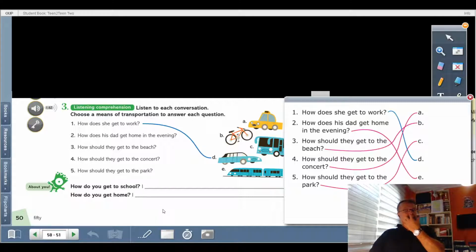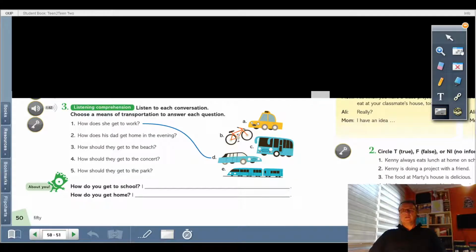Okay, how do you get to school? For example, I get to work by car. How do you get home? Think about this. By a service bus, by a train, by metro, by riding a bike, or a taxi. Okay. I drive home. Okay. Now let's look at the other parts.